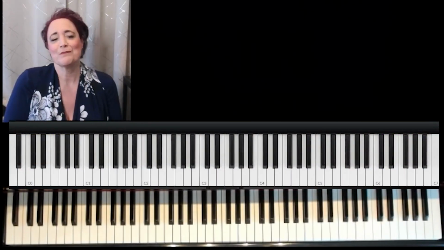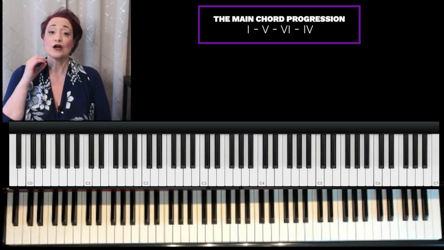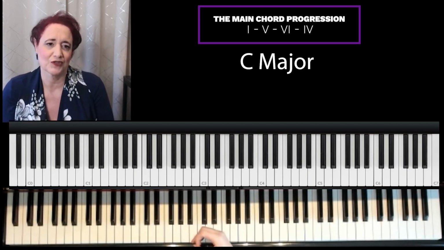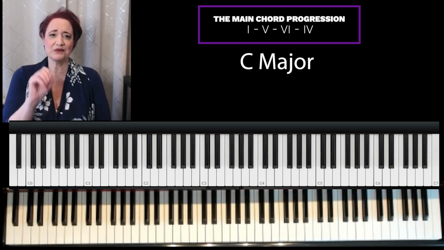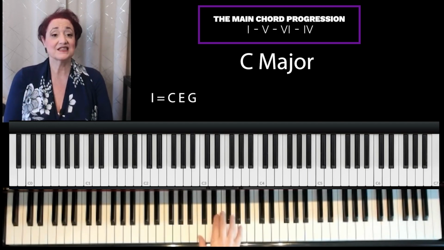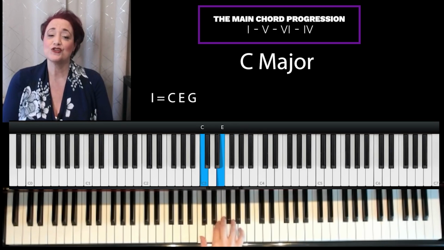So let's start with the basics. In the key of C major, the chords for the 1-5-6-4 progression are as follows. So the 1 chord, meaning that it's a triad that is built on the first degree of the C major scale, is a C major chord. So that is C, E, and G.